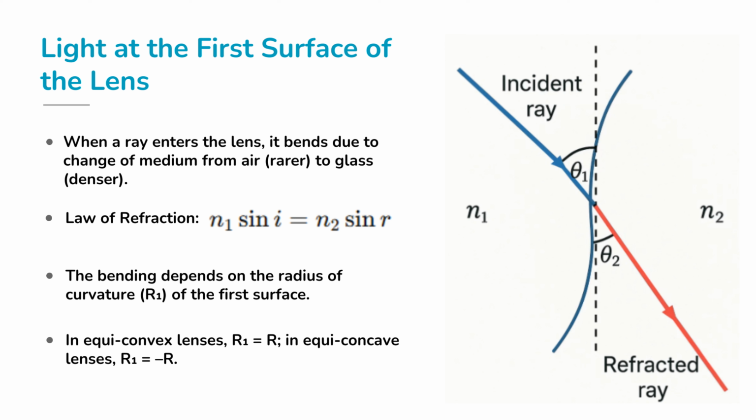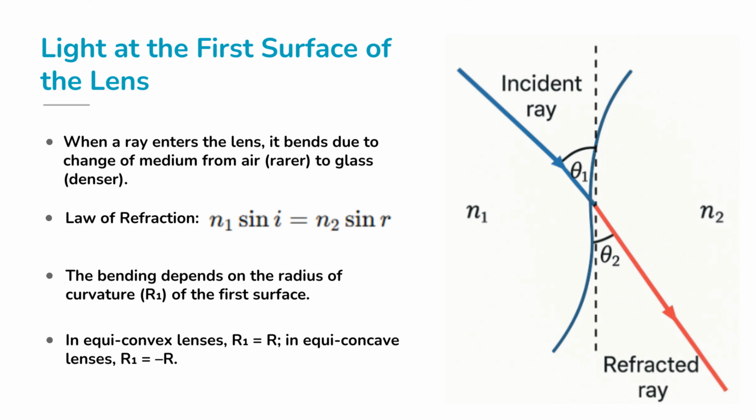Okay, students, a light ray is about to begin its adventure. Imagine a curious traveler leaving the wide-open air and stepping into the heavy glass door of a shopping mall. What happens? It slows down, changes direction, and bends. That's exactly what light does when it enters the first surface of the lens. Here, the medium changes from air, which is rarer, to glass, which is denser. And nature says, if you change the medium, you must bend.